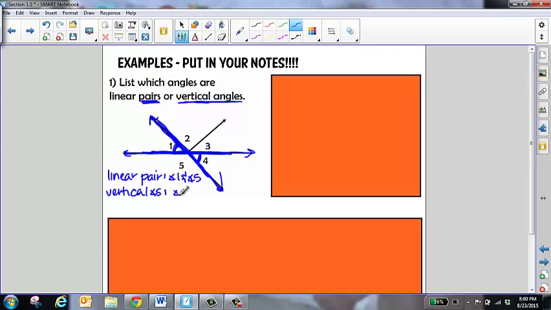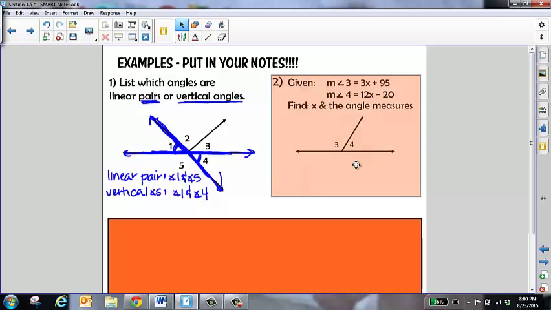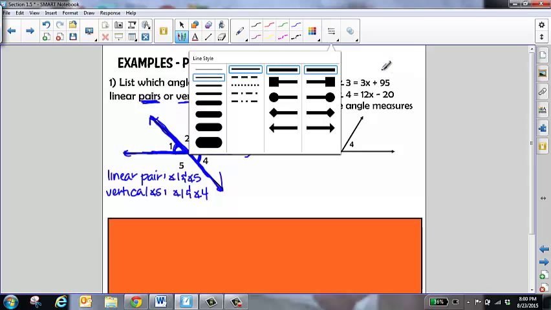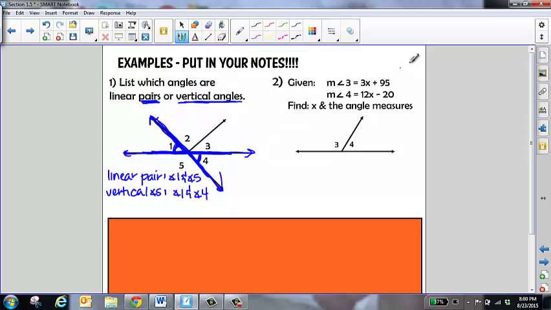So angle 1 and angle 4. Okay. Moving on to number 2. So again, pause the video, you guys, if you need a second to copy this down in your notes. Okay. So what we want to do is we want to find x and the angle measures.